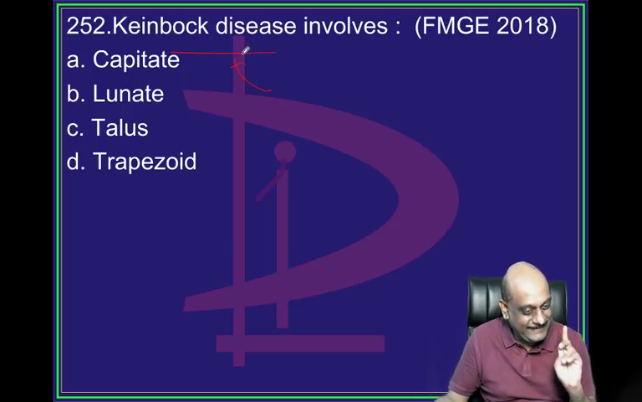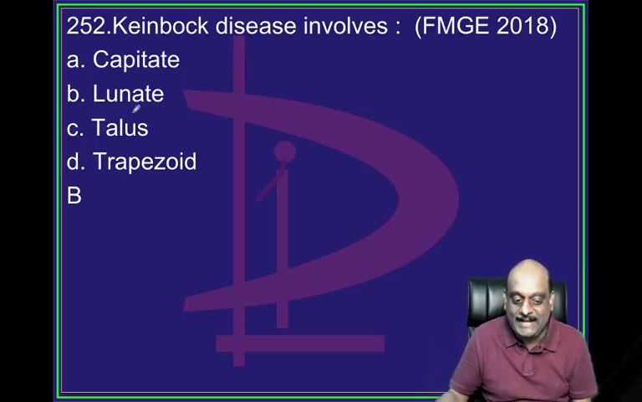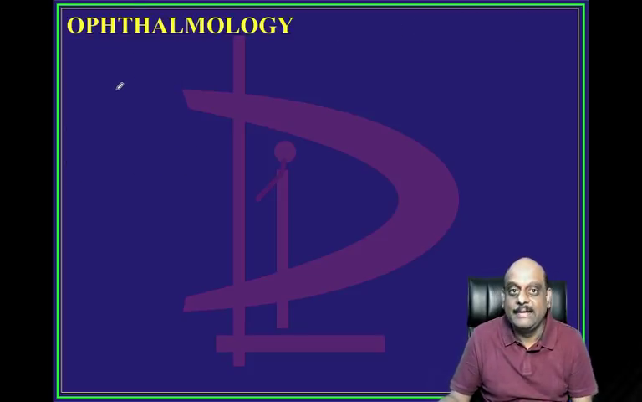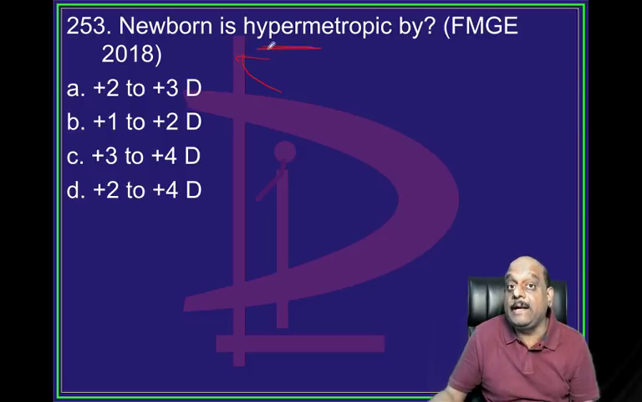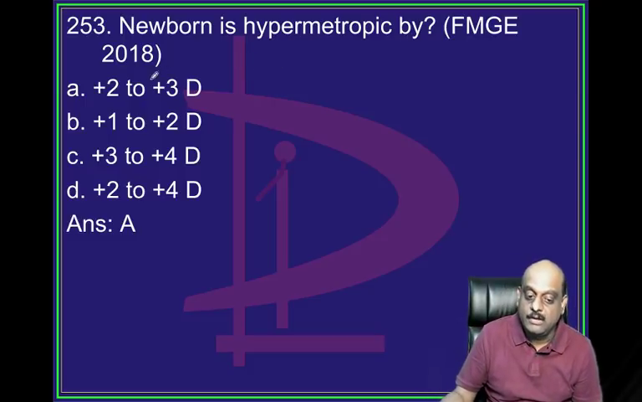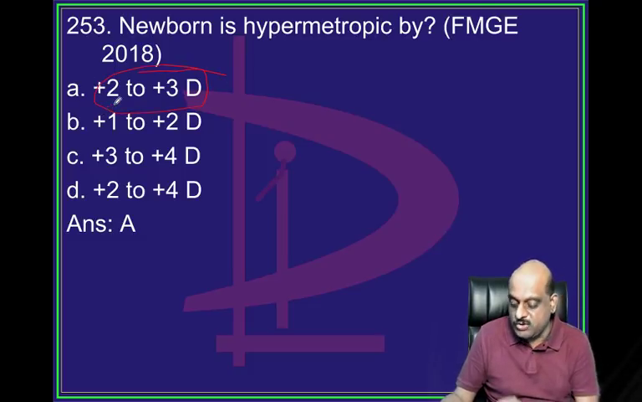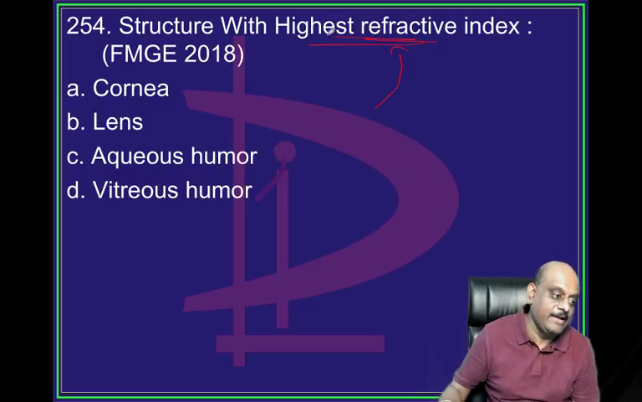Kienbock. One question on osteochondritis. Without that the examiner won't leave you. Lunate. Then a newborn is hypermetropic. How many diopters? 2 to 3 diopters. Plus 2 to plus 3. Highest refractive index. Come on.